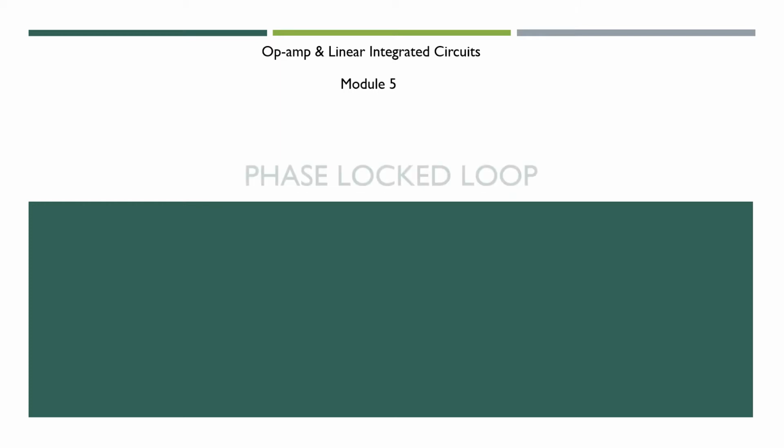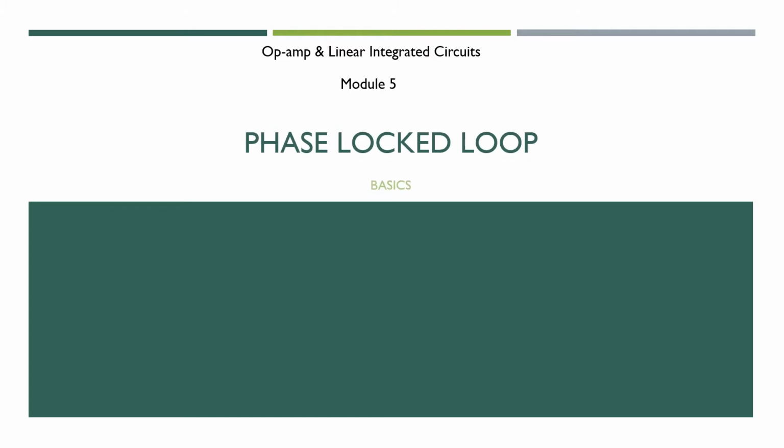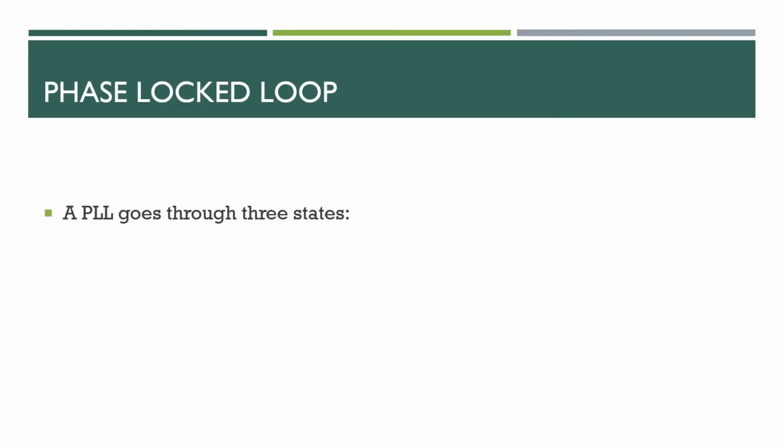In this session, we will be discussing the basics of the phase lock loop PLL system. So in the previous session, we have seen the operating principle of a phase lock loop. In this session, we will be seeing the three different states of a phase lock loop, how the operation is going to occur, and what are these three different states of a PLL system. So a PLL goes to three different states, what we can say.